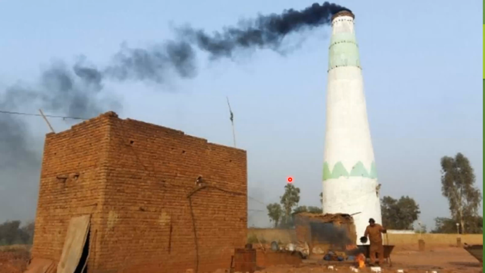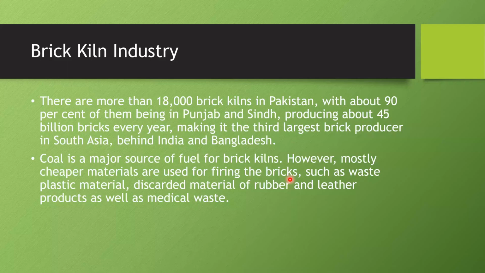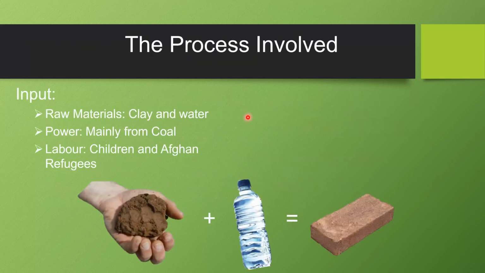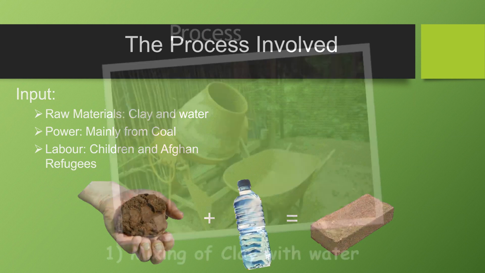What is important for the examination about a brick lane industry is the process, how the bricks are produced; you need to remember that. The brick lane industries are in Punjab, in Sindh, and in some other areas of Pakistan. It is a small scale industry. The raw material required is clay, water, coal, and cheap labor. Obviously, the child labor of Afghan refugees, a cheap source of labor, is a requirement.